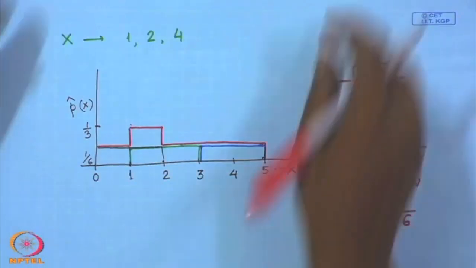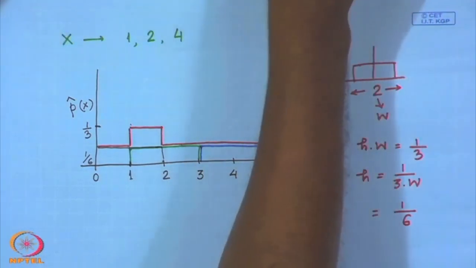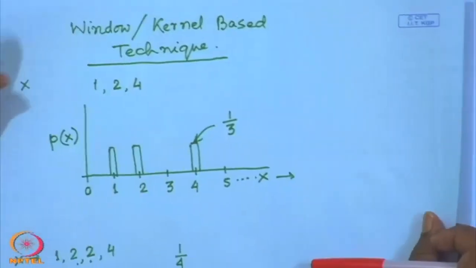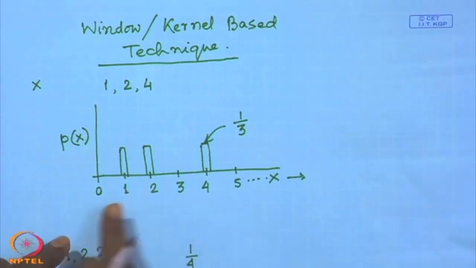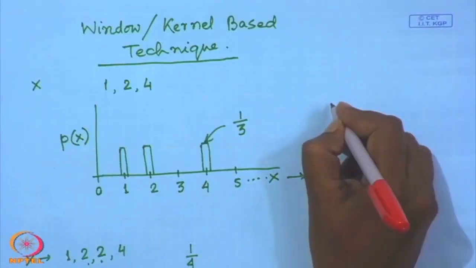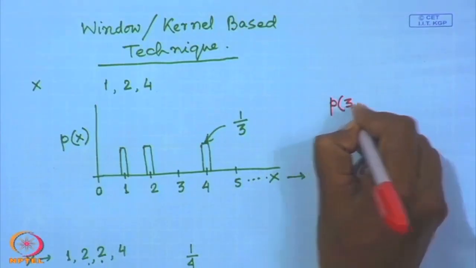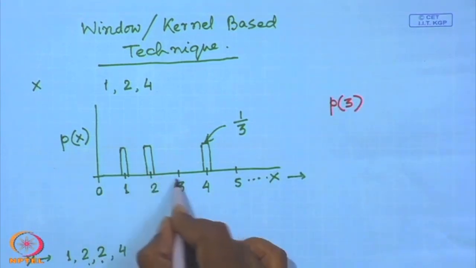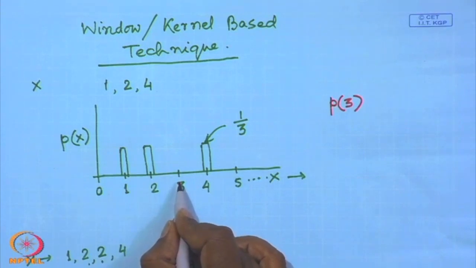And now, if you compare this with the one that we did earlier with the delta function, you find that that probability density estimate is not a continuous estimate, but a discrete probability density estimate. Say for example, if I want to estimate P of 3, here it will give P of 3 equal to 0, because the delta functions do not span up to x equal to 3.